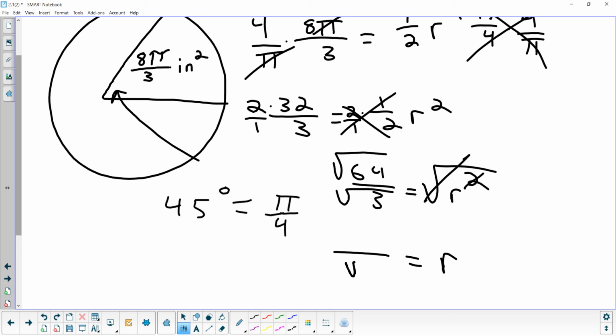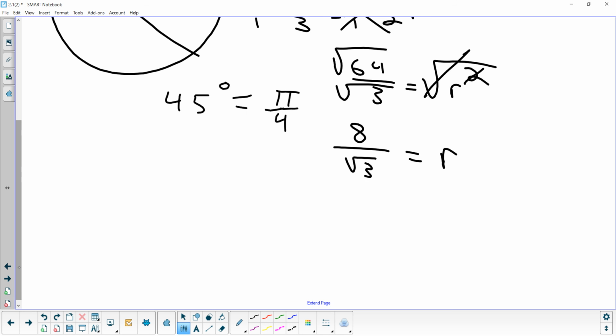The bottom, unfortunately, I can't do anything with that. So I have square root of 3. But the top does come out nice. The square root of 64 is 8. Now, as far as the trig, we're done with the trig part of this problem. What's the only problem with that answer from an arithmetic point of view? It's not really something I've taught you.